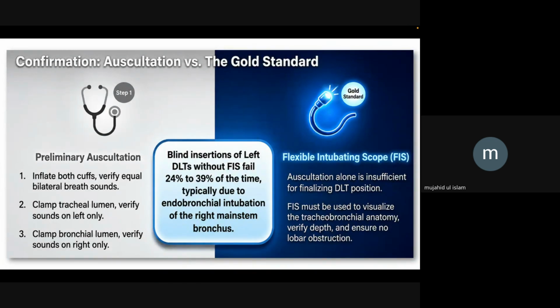While auscultation is a useful initial check, it cannot reliably confirm correct DLT position. Fiber optic bronchoscopy is the gold standard, as it directly visualizes the tracheobronchial anatomy, confirms tube depth, and detects malposition before one lung ventilation.